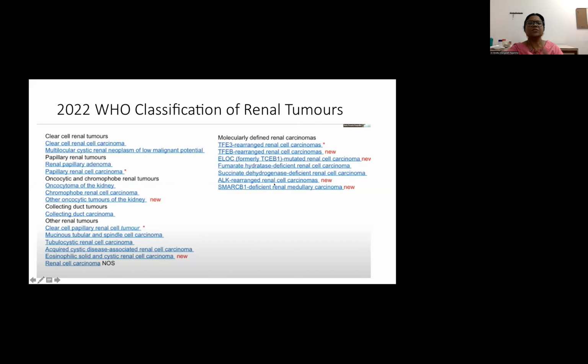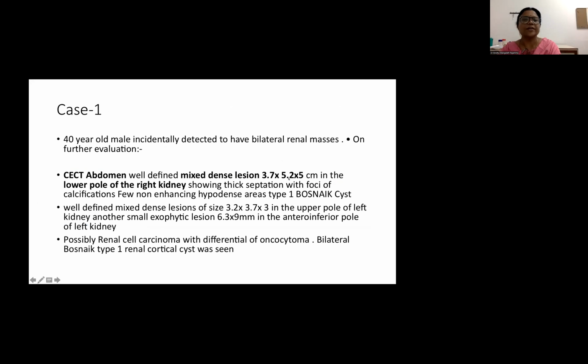On the right-hand side of this slide, you can also see a set of tumors considered as molecularly defined renal cell carcinoma. What does that mean? For the definitive diagnosis of these tumors, one has to have a molecular assessment. Without a molecular confirmation, you cannot confirm this set of tumors. Probably with certain morphological features, you can suggest the possibility, but for a confirmatory diagnosis, you need a molecular analysis. A genetic level assessment is required.